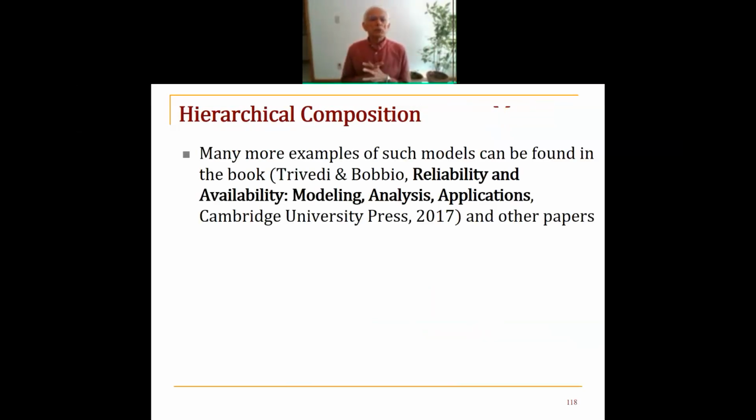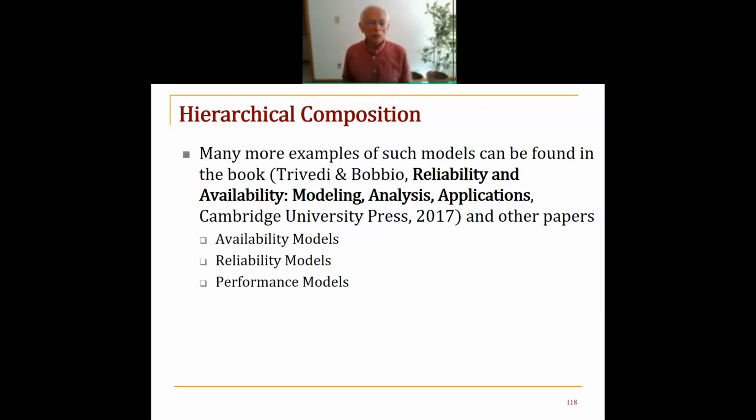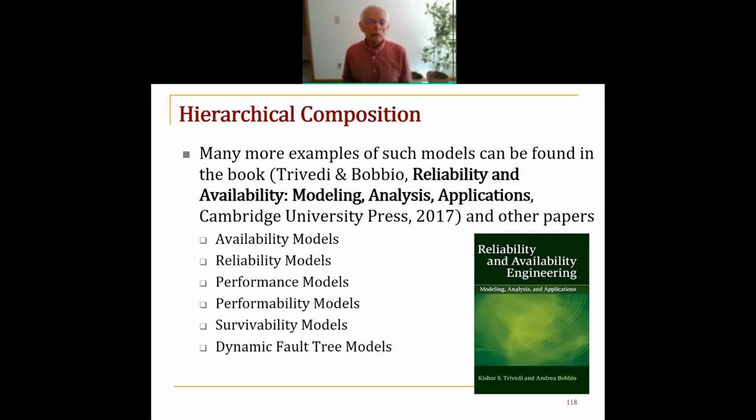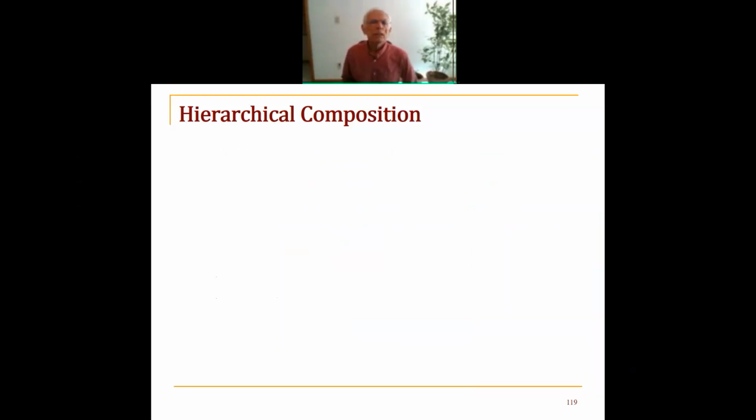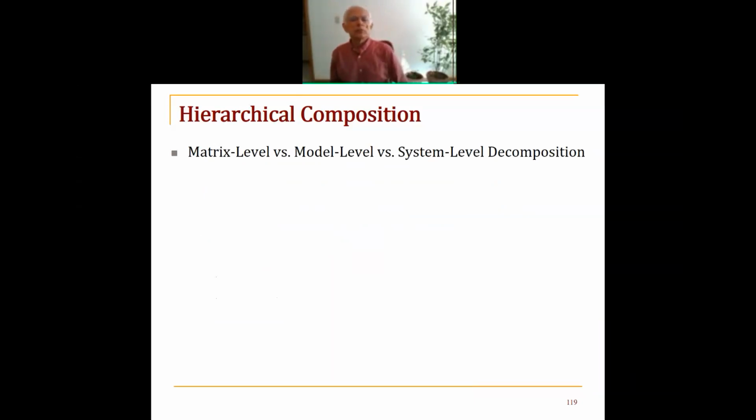Okay, so hierarchical composition. Many more examples of such models can be found in the Green Book. They cover availability models, reliability models, performance models, performability models, survivability models, dynamic fault tree models, and so on. So the last three chapters are full of this multi-level hierarchical composition. But with hierarchical composition, there are many questions. It starts with decomposing first. So should you decompose at the matrix level, at the model level, or at the system level?